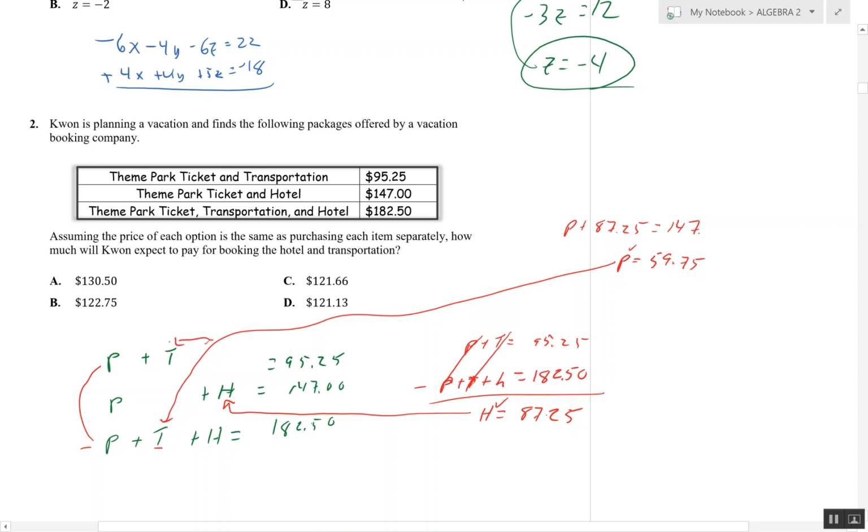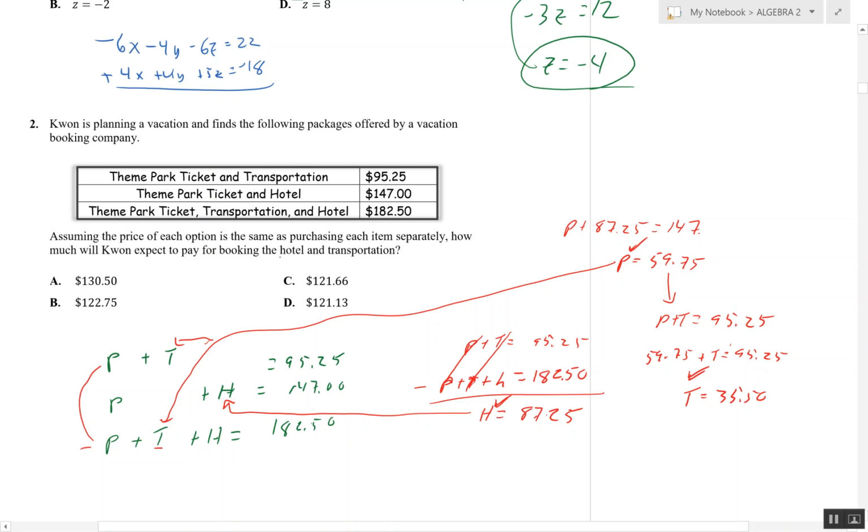Okay, so let's do P plus T is equal to 95.25. Plug this one right into here. So 59.75 plus T is equal to 95.25, which gives me T now equal to 35.50. Okay, so now I've got H, I've got P, and I've got T.